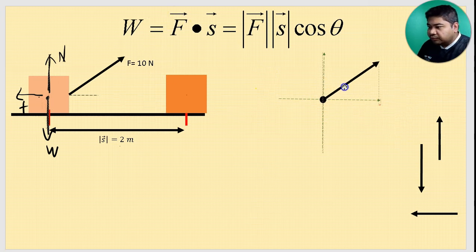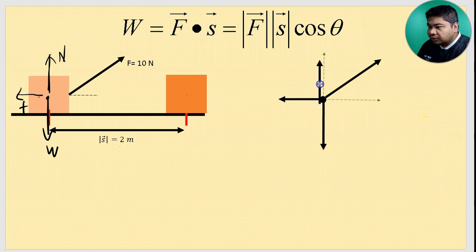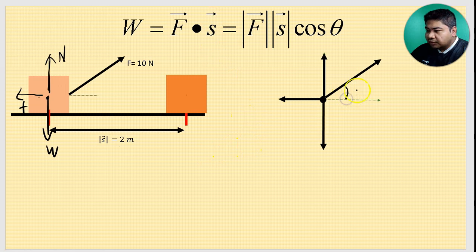This arrow will represent the external force. This arrow will represent the weight. This one will represent the friction. And this one will represent the normal. So if we put in all the angles, the angle here is 45 degrees. Alright, so now how do we determine the angle theta?